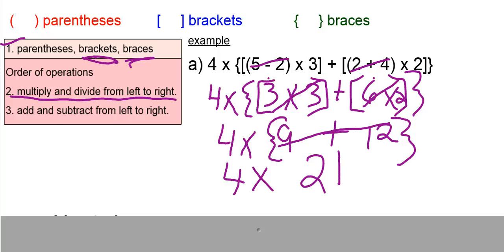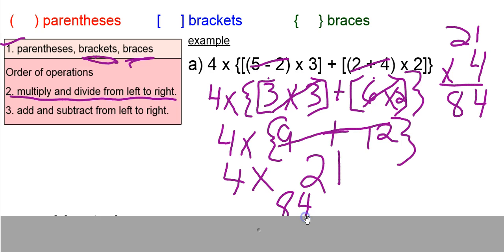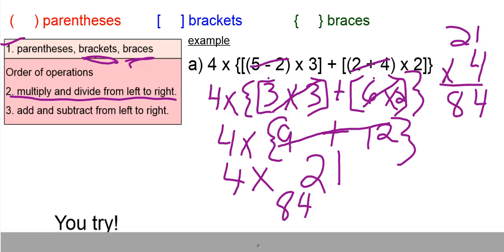And we've talked about how we could distribute this and solve, but if you need to take your work off to the side to show, you can do that. 1 times 4, then 2 times 4. And so we would have 84 for this part of the problem. Well, not this part of the problem. 84 would be our answer to example A.